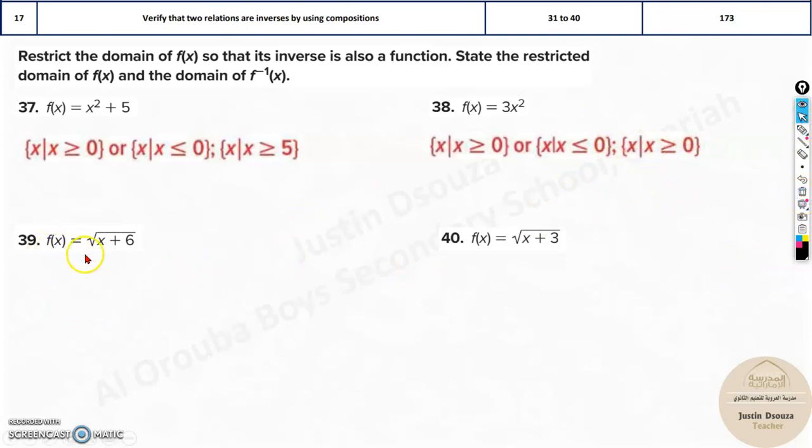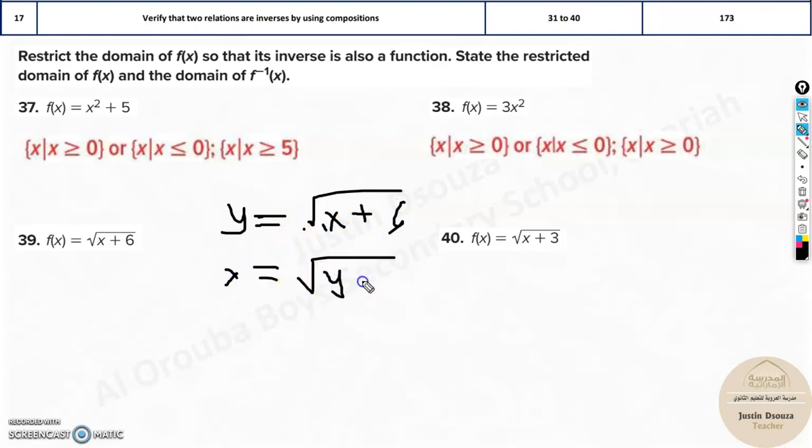But over here in these square root functions, it changes a little. I'll quickly find the inverse of square root of x plus 6. This changes to x is equal to square root of y plus 6, and you square both sides, it becomes x squared, and this 6 comes over here, x squared minus 6 is equal to y. So this is the actual inverse function.